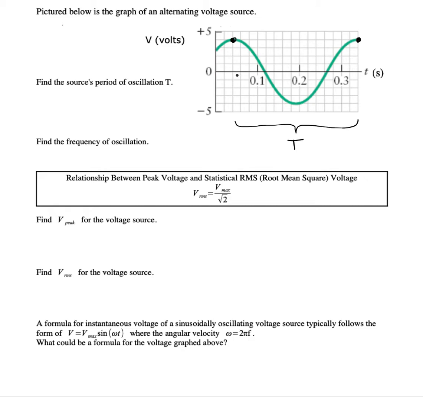Alright, so it looks like the axes are marked every 0.02 seconds. So that makes this 0.04. And then on the other side we have 0.34. So the period will be 0.34 minus 0.04. The period is 0.3 seconds.